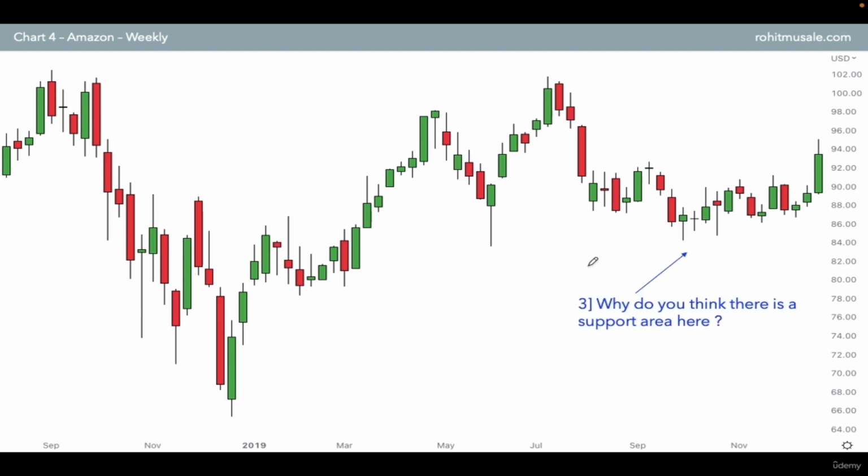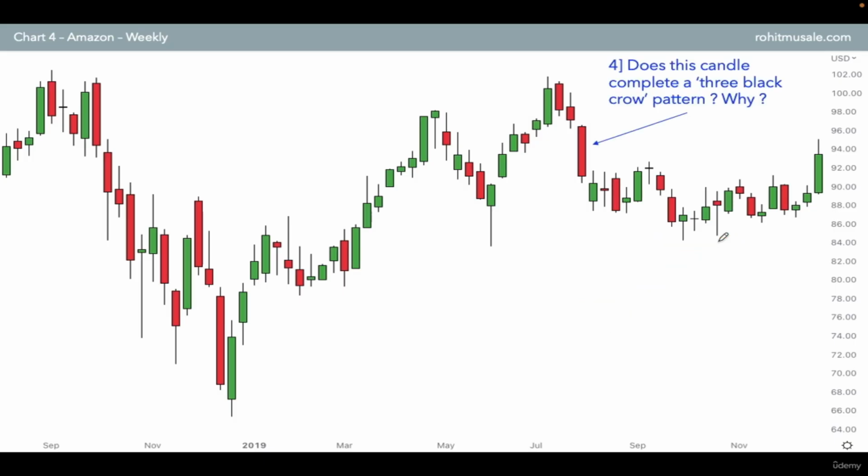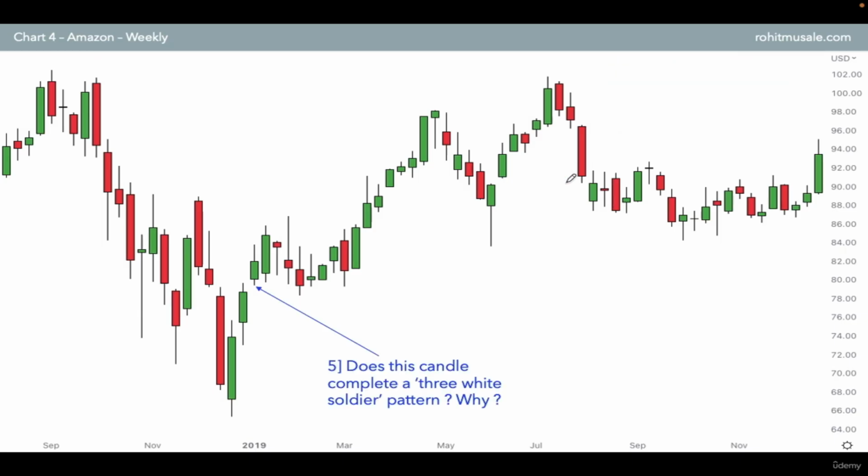Question 3. Why do you think there is a support area here? So you see a support area developing here. Why do you think that support area is there? Number 4. Does this candle complete a 3 black crow pattern, and why? So this is the candle we are looking at. Number 5. Does this candle complete a 3 white soldier pattern, and why? So we are looking at this green candle.